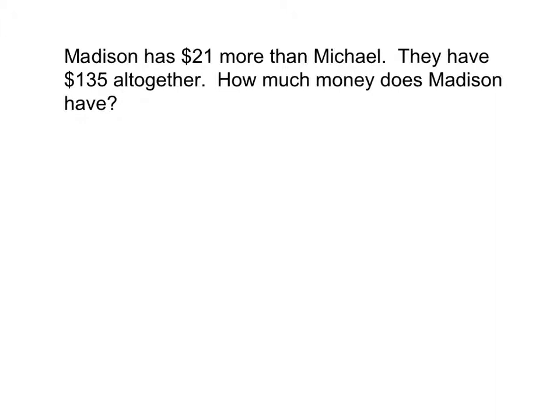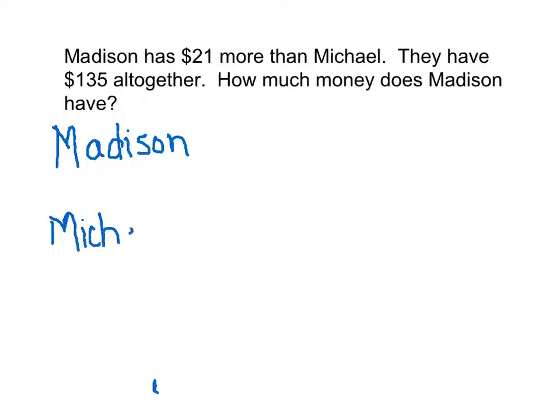It is helpful to identify who or what's involved in a problem, and we know that Madison has some stuff, money, and Michael has some money. Then I like to decide who has the smallest amount. And it says Madison has $21 more than Michael. So Michael has the smallest amount. So I'm going to give him the unit box.